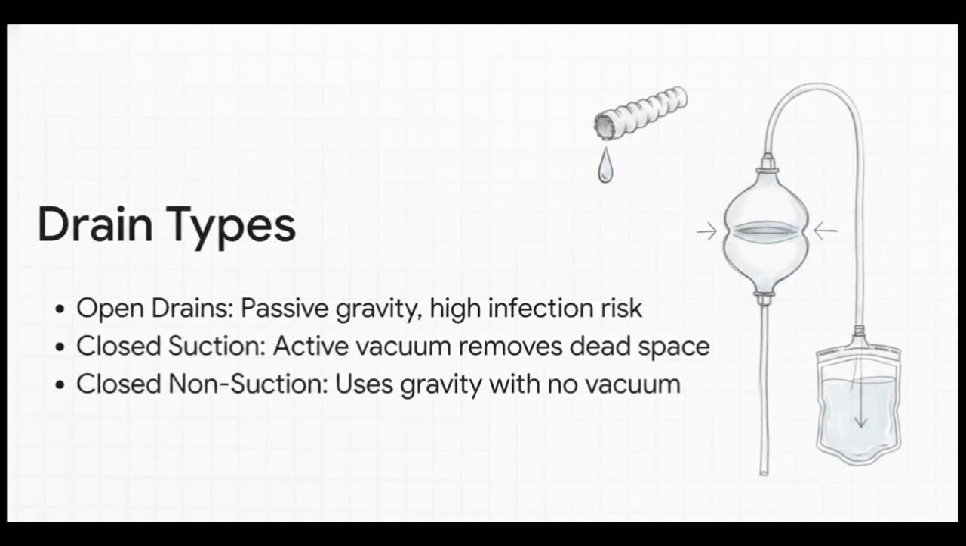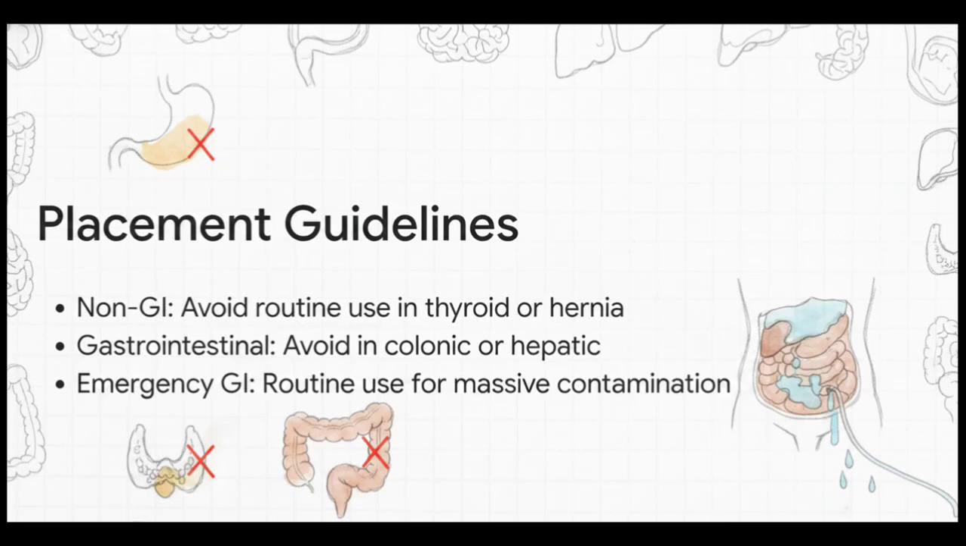Finally, closed, non-suction passive drains. These use gravity to evacuate fluids but have zero vacuum. That makes them absolutely perfect for inside the abdominal cavity, draining fluid without dangerously sucking in or trapping the delicate bowel tissue or adjacent omentum. Because of all those risks, modern placement guidelines are strictly categorized by specialty. Drains are aggressively avoided in routine GI cases, like colonic resections or a standard gallbladder removal to prevent delayed recovery.